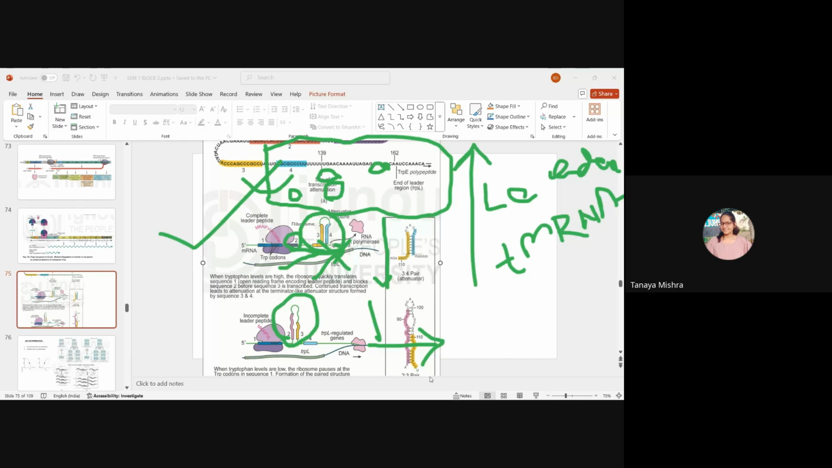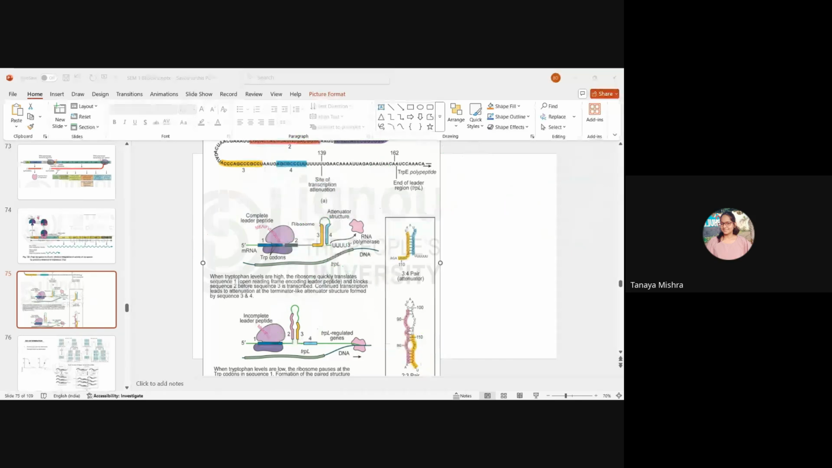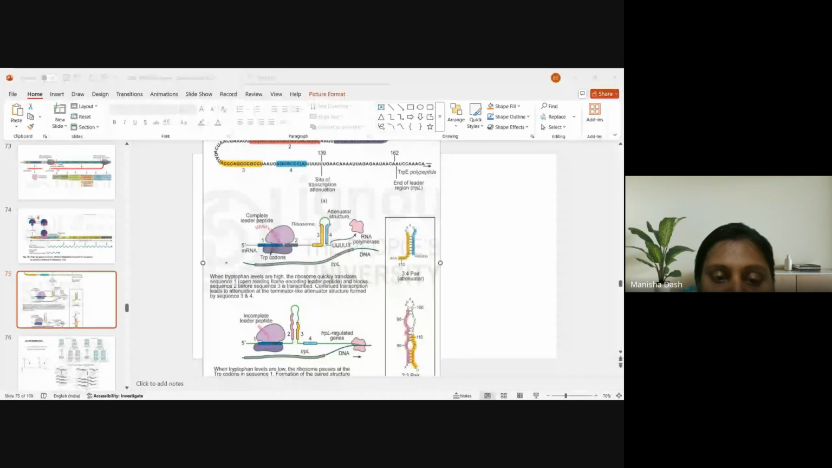Ma'am, in the hairpin loop structure, there will be base pairing between them. Yes, as you can see, there has been complementary base pairing between them. As 3 and 4 are base paired like this, the RNA polymerase can no longer remain fitted to this, so it has to be removed. If it is removed, the further synthesis of this chain cannot take place, so there will be stopping of the transcription process.